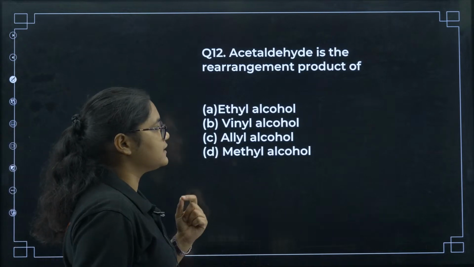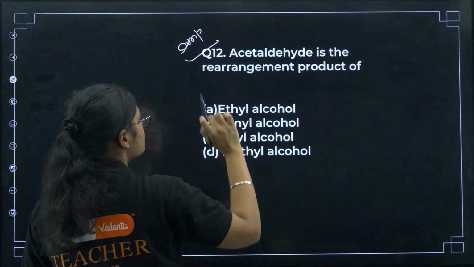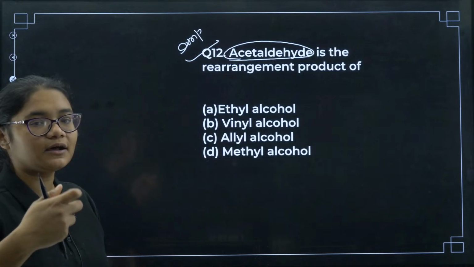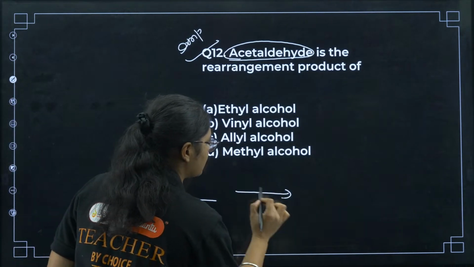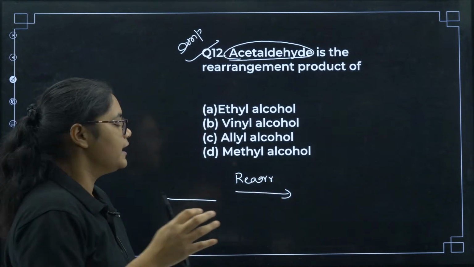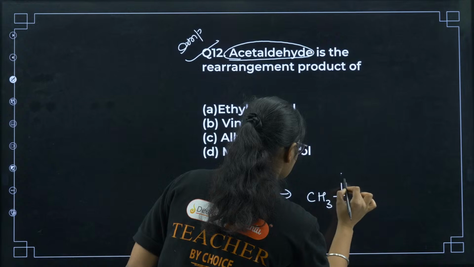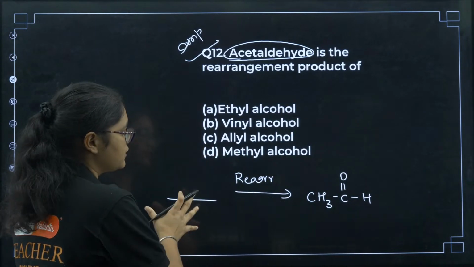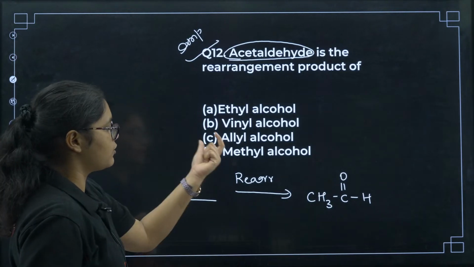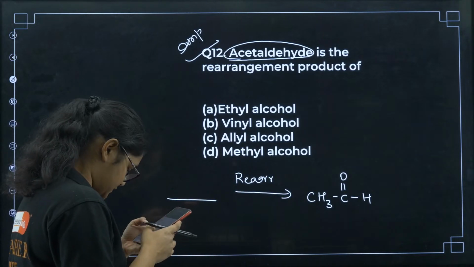Next, acetaldehyde is the rearrangement product of. This is a very, very important question and a little tricky also. Acetaldehyde, it is a rearrangement product. So see, if something undergoes rearrangement, any type of rearrangement doesn't mean only carbocation rearrangement. Any type of rearrangement if you get, you will get acetaldehyde. So what should be this one? Should it be ethyl alcohol? Can ethyl alcohol undergo any rearrangement, or vinyl alcohol, allyl alcohol, or methyl alcohol? Let me see who can answer.